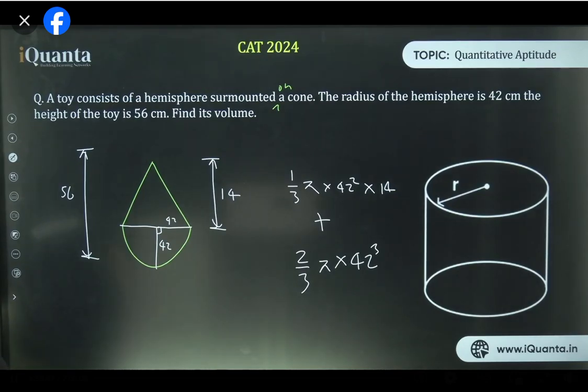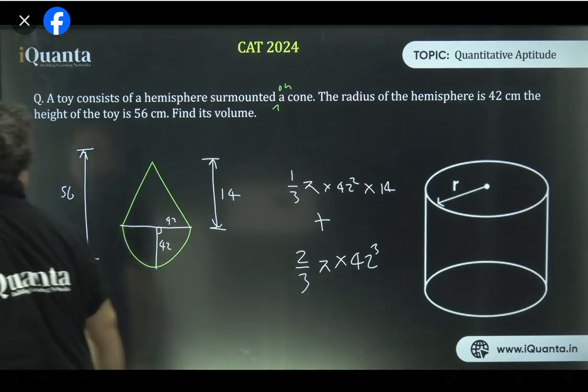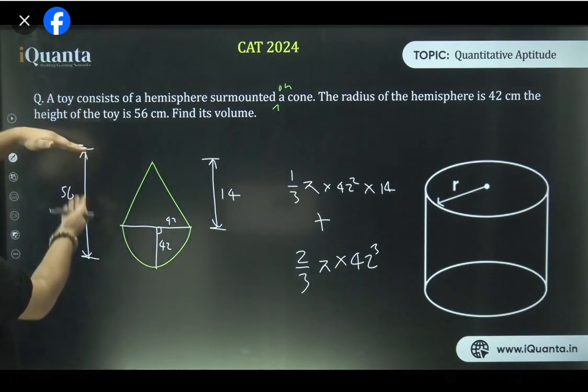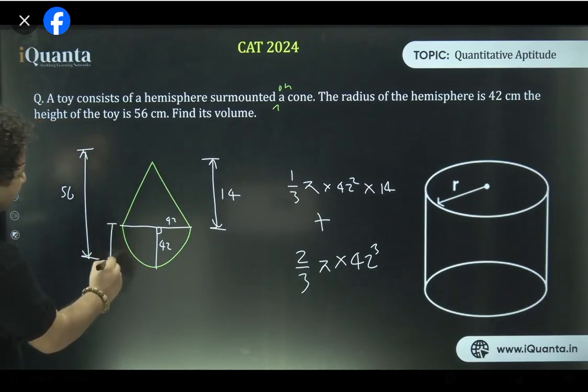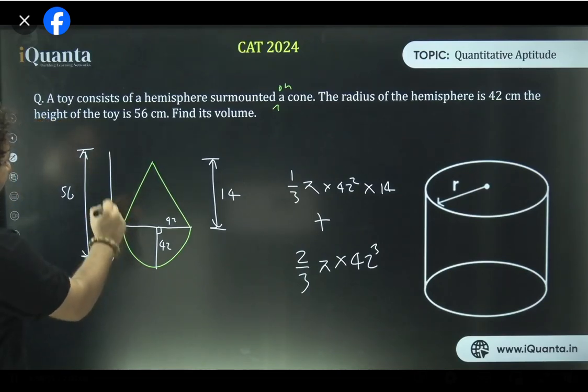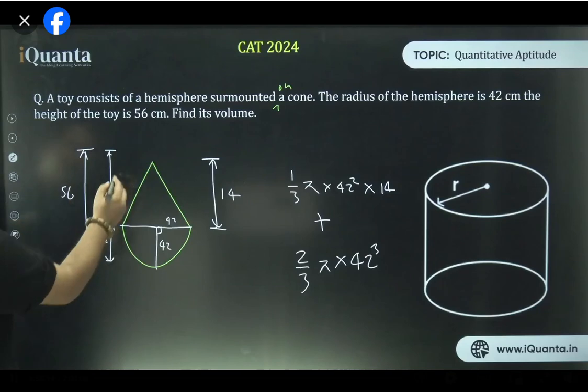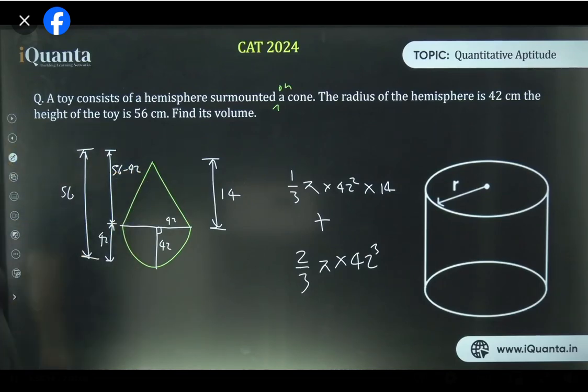Aditya, the question was the same as the GT one, the spiral one, the same question. How did this 14 come? The height of the entire toy is 56, and this part is 42, isn't it? So how much will this be? 56 minus 42. That is 14 only, right?